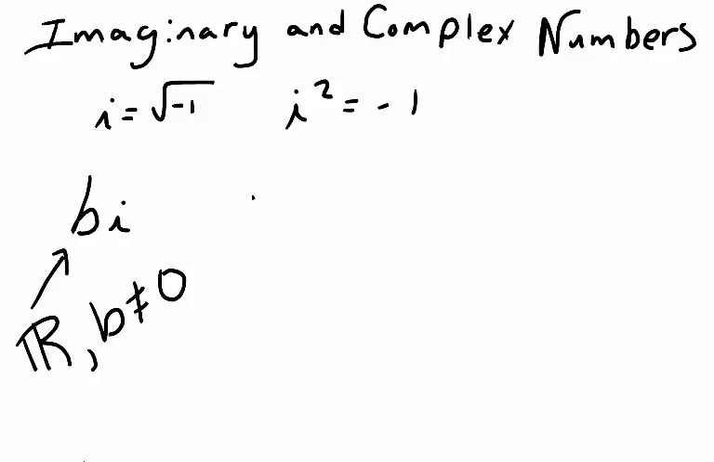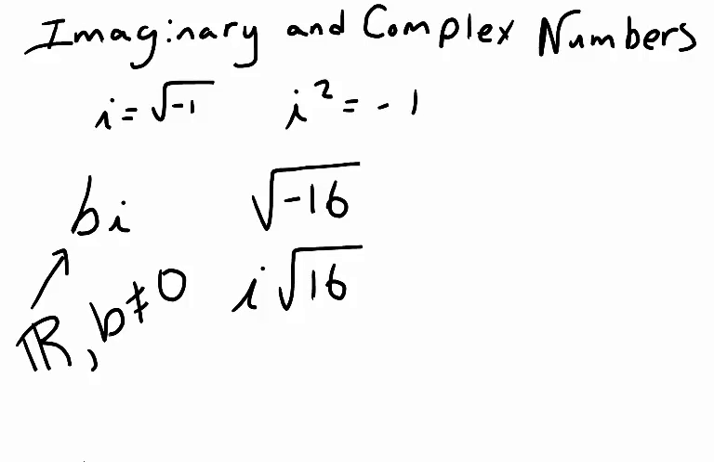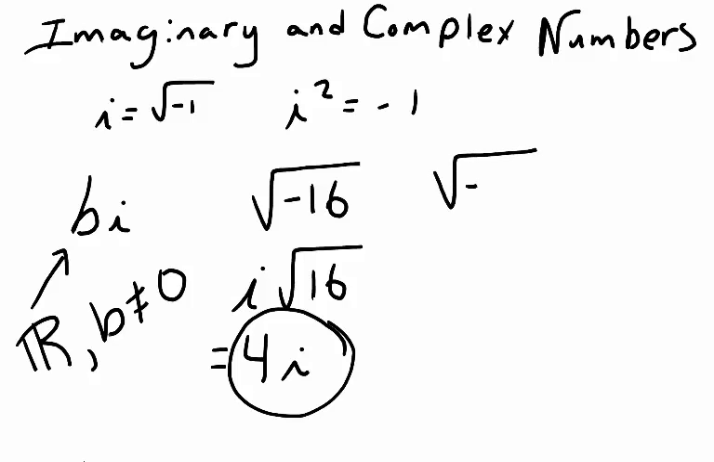Suppose you were asked to simplify the square root of -16. This could be rewritten by removing the negative sign and writing an i out in front of the radical, i square root of 16. And since 16 is a perfect square, we could rewrite this as 4i. Now suppose you were asked to simplify the square root of -13. Again, that negative sign can be rewritten in front of the radical as i, square root of 13.